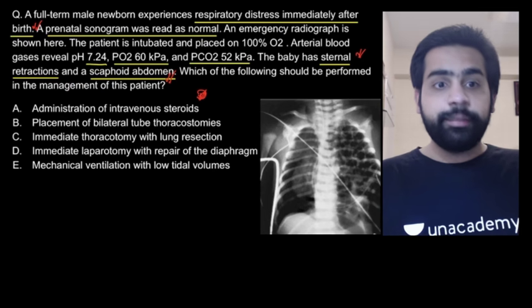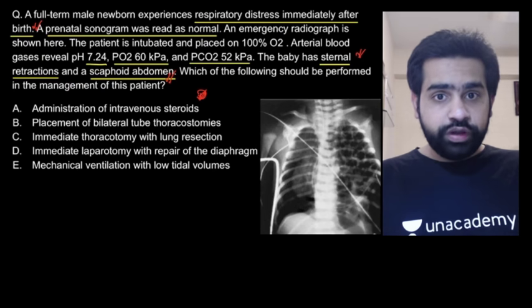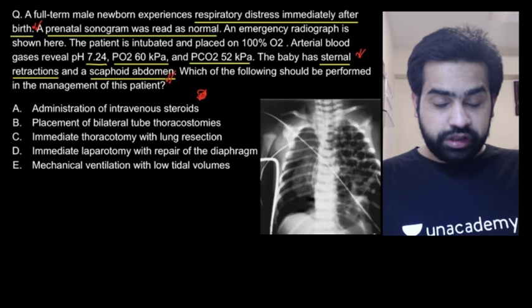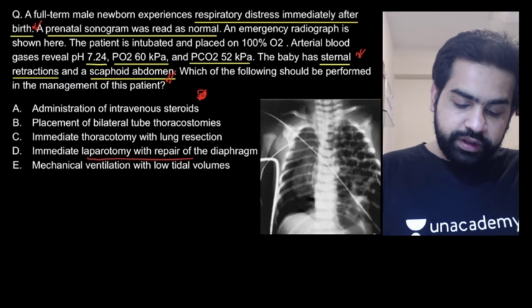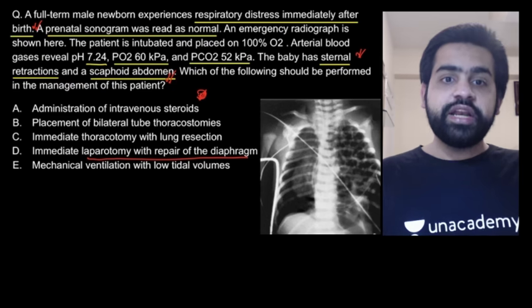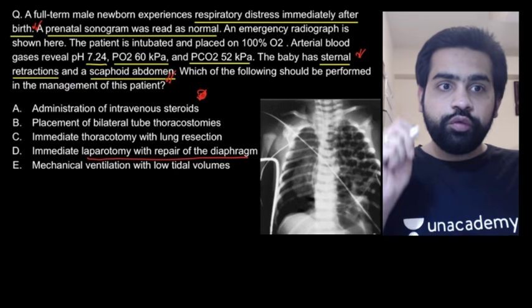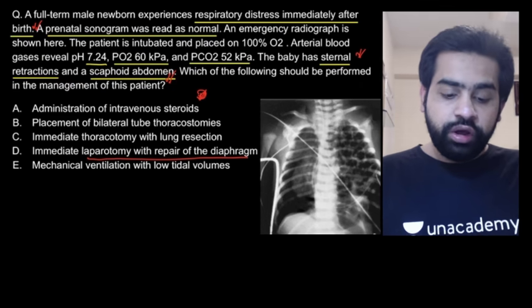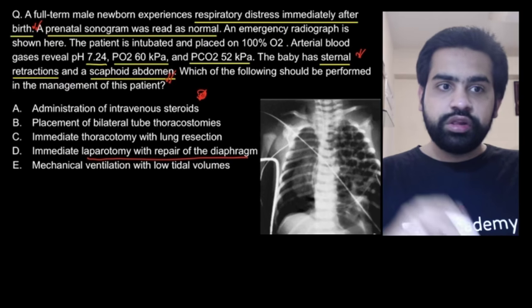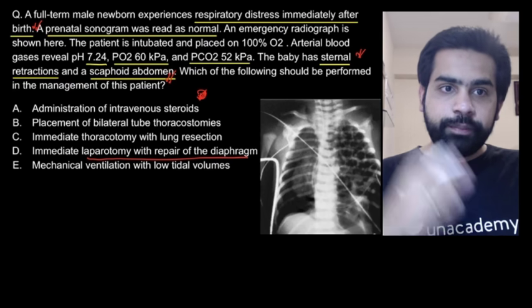Immediate laparotomy with the repair of the diaphragm, will you go for that? Do you think that? No, please understand. We will have to go for a laparotomy with the repair of the diaphragm, but it is not an emergency. The emergency is, first you want to stabilize this particular patient. You want to correct all these abnormalities, the acidosis. You have to bring the PO2 up. You want to bring the PCO2 down.